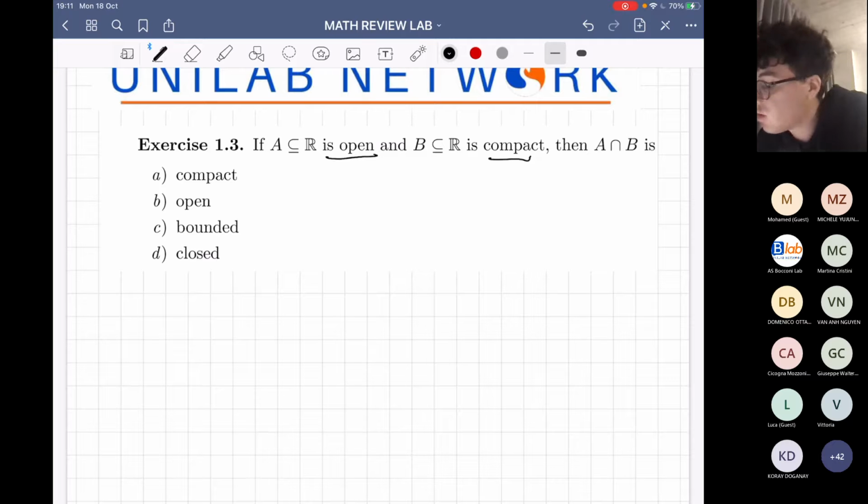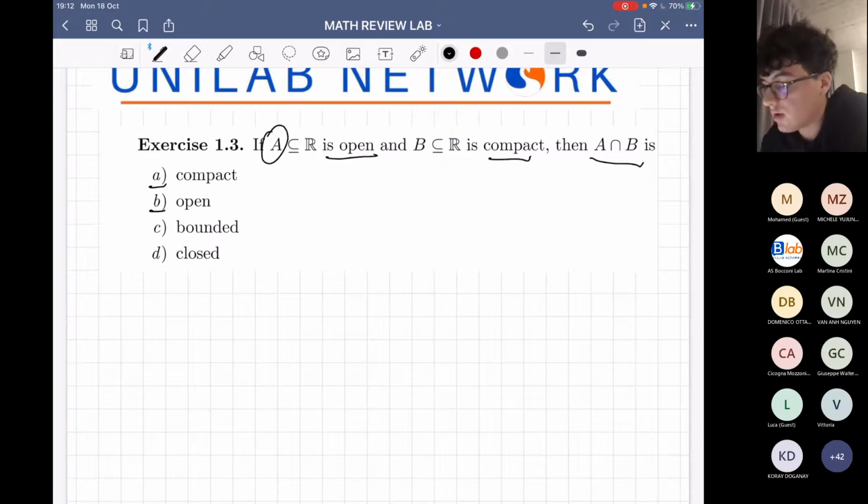It cannot be closed. So first of all, we can say that the first option, compact, is not possible, because it requires being closed and bounded, and since A is not closed and not bounded, we cannot say that the intersection A intersection B is compact. Then it is not open either, because it would be open if and only if B would be open. But since B is compact, so it is closed, we cannot admit that the intersection is open.